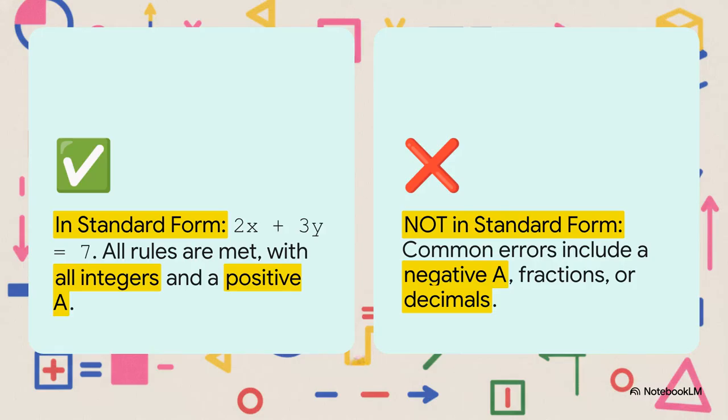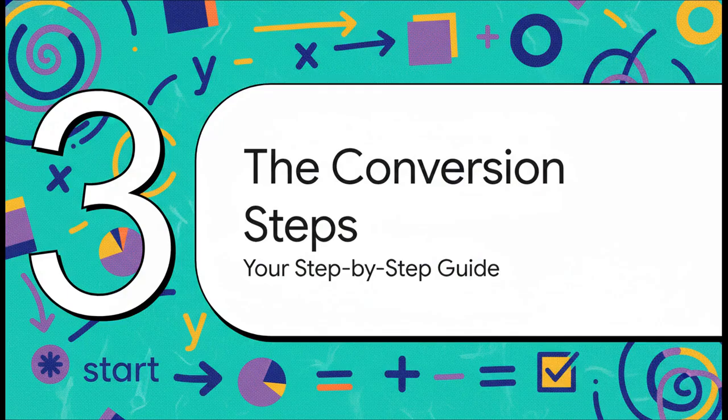And this slide just lays it out crystal clear. See on the left? 2x plus 3y equals 7. It checks every single box. All integers, and the A value, 2, is positive. Perfect. Now, look at the right. These are the common mistakes. The first one has a negative A. Nope, not allowed. The second one has a fraction. That breaks the integer rule. And the third one, full of decimals. Also a no.